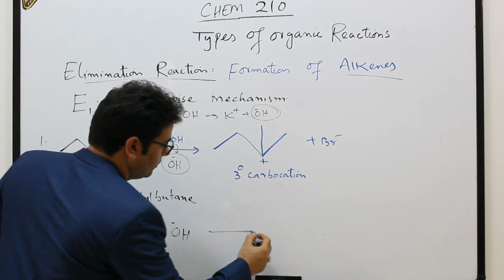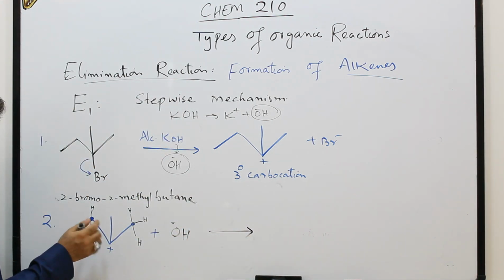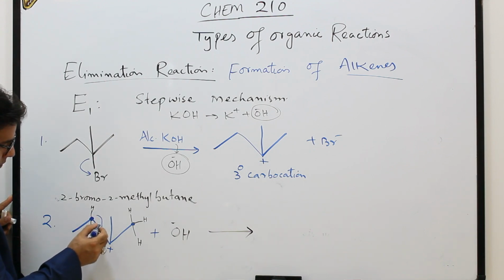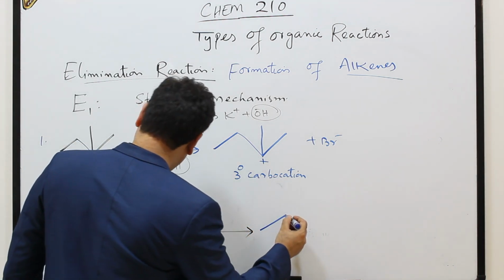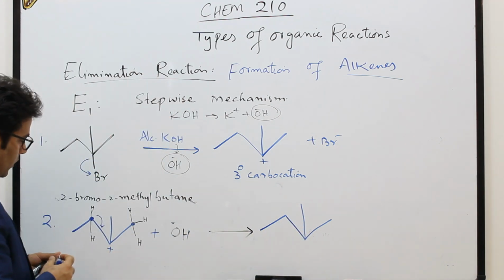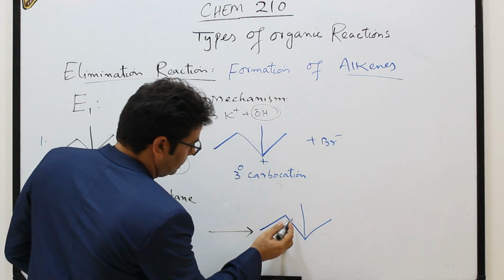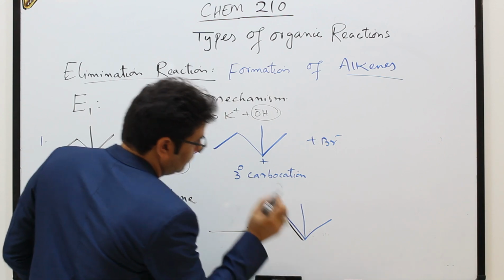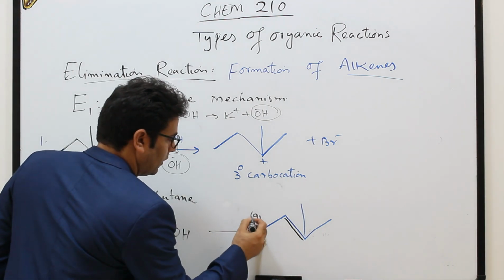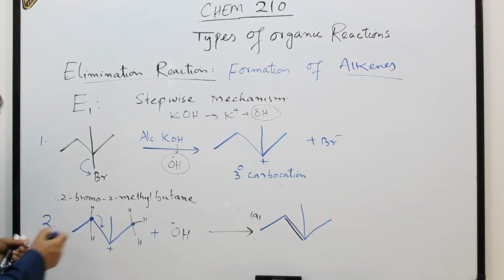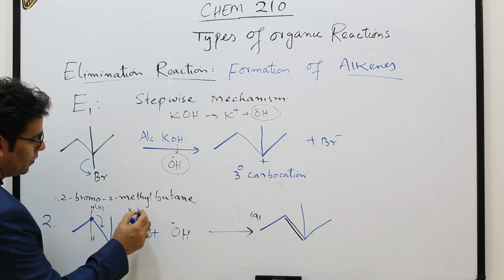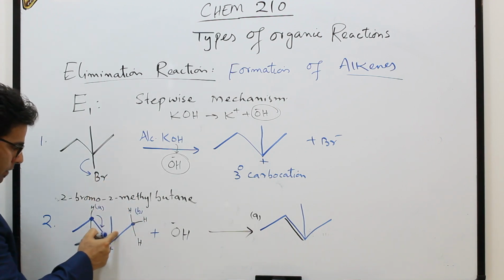For example, if it removes hydrogen from this carbon, the double bond will come here. This is case A, so I will write A here. Now if it removes hydrogen from this carbon, case number 2, then the double bond will come here.